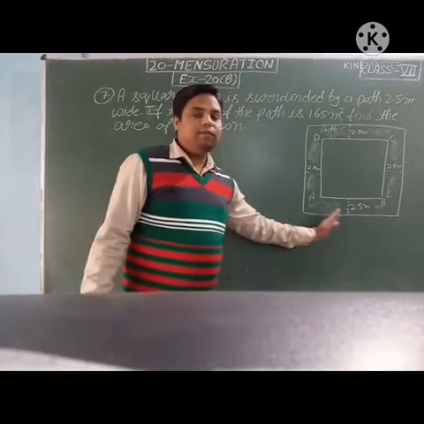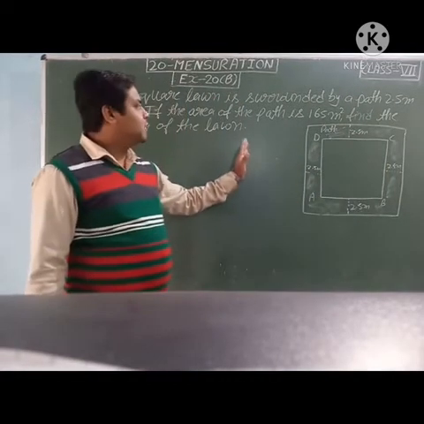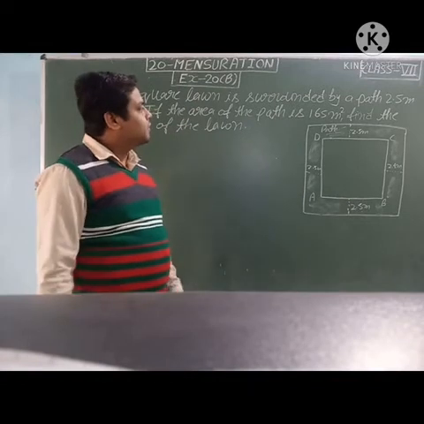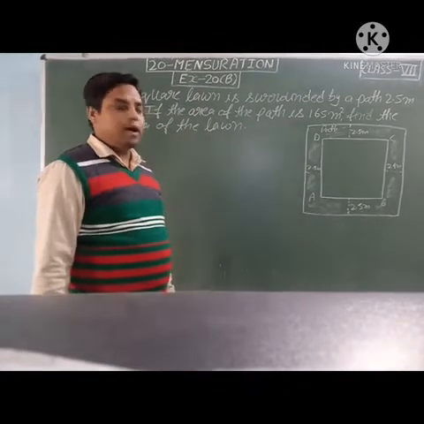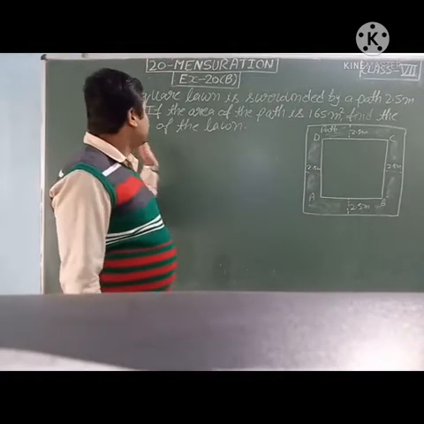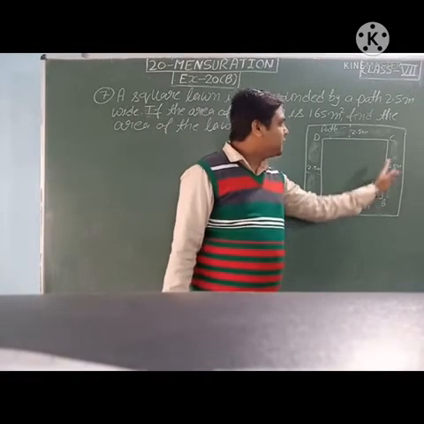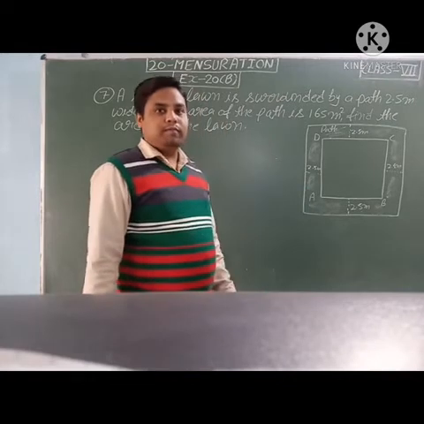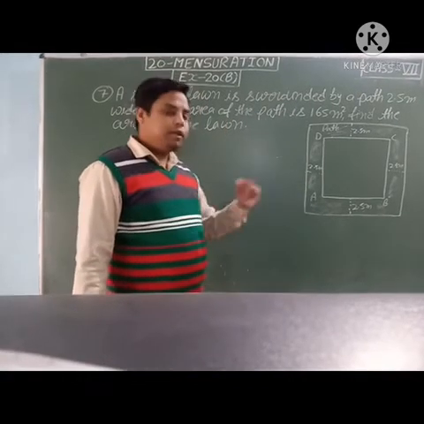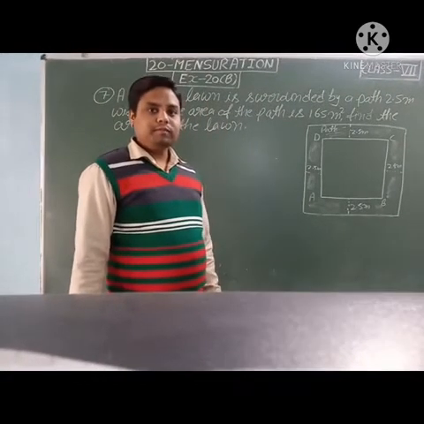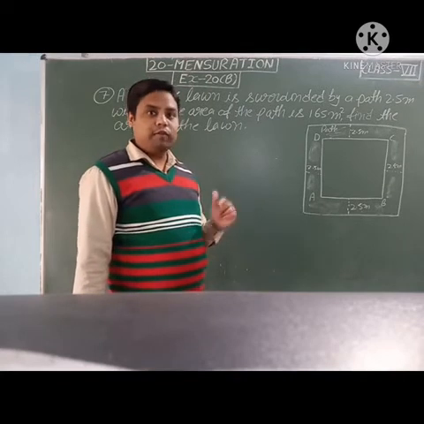The area of the path is given, that is 165 meter square. Find the area of the lawn. We have to find the area of ABCD. So it is in square shape.